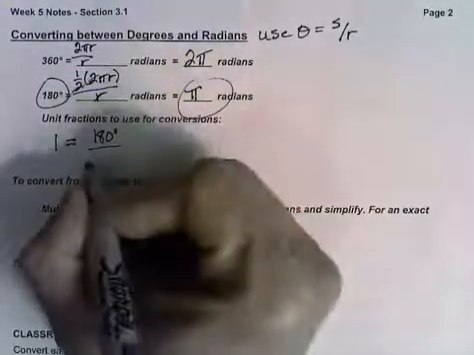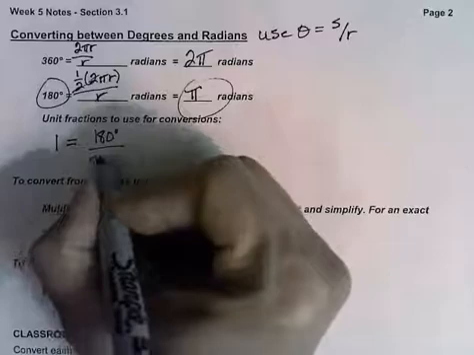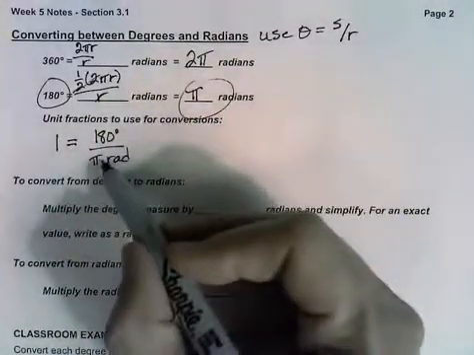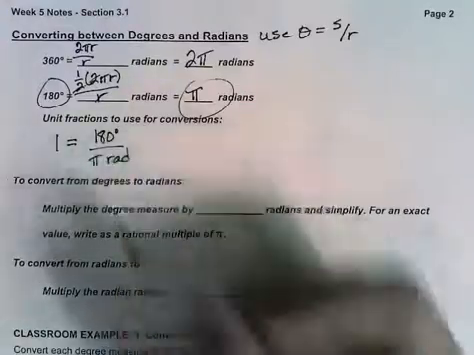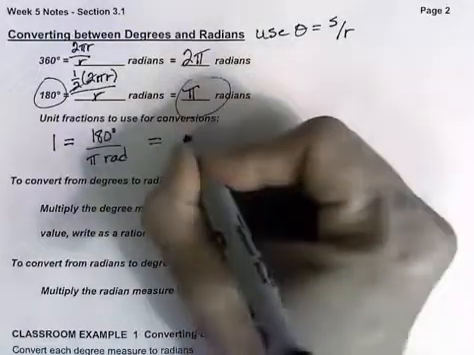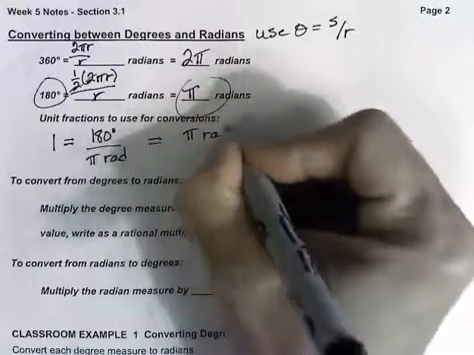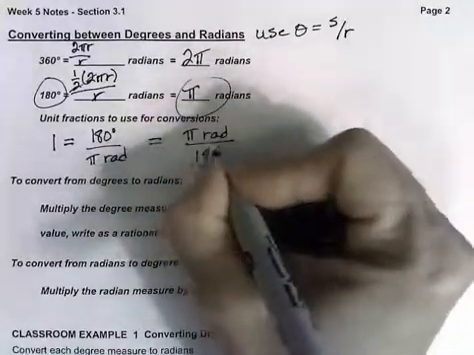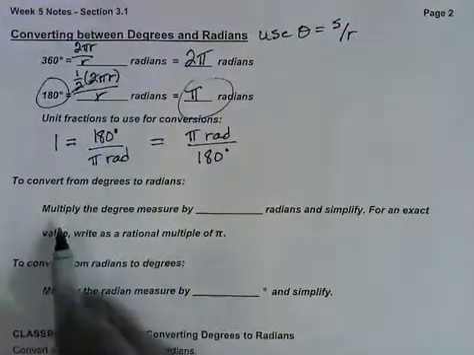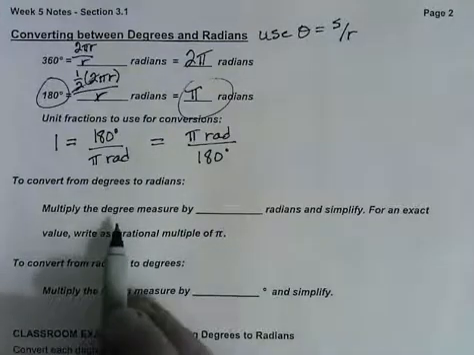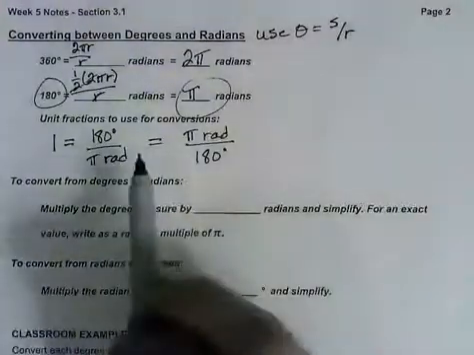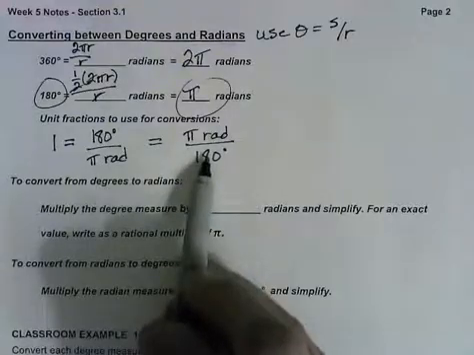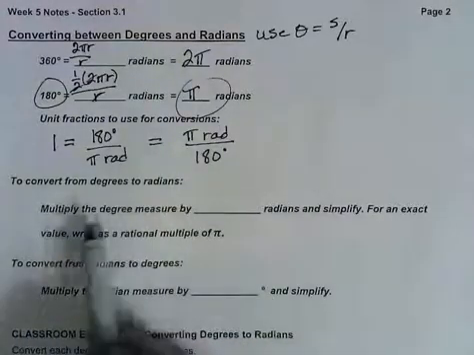For the first one, we can put 180 degrees on the top and pi radians on the bottom. Since these two are actually measuring the same angle, this is actually equal to 1. Or we could do it the other way around, so we could put the radian measure on the top and the degree measure on the bottom. If we actually want to convert an angle from degree measure to radian measure, then we want to use one or the other of these 2 unit fractions.